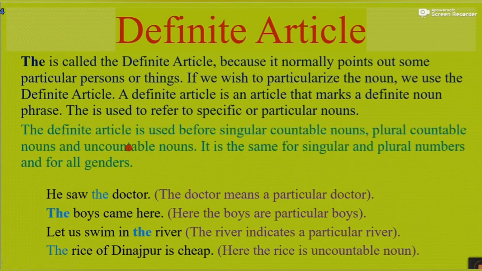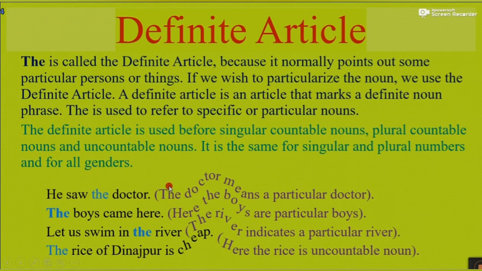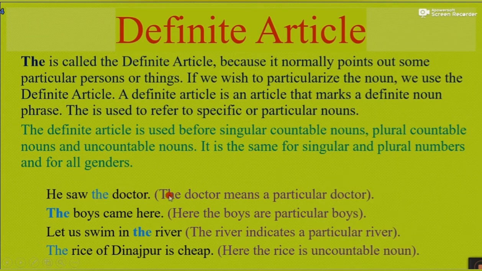Why do we use the definite article the? The definite article is used before singular countable nouns, plural countable nouns, and uncountable nouns. It is the same for singular and plural numbers and for all genders. For example, he was the doctor. Here, the doctor means a particular doctor. Doctor is a countable singular noun. The boys came here. Here, the boys are particular boys, and the boys are countable plural.